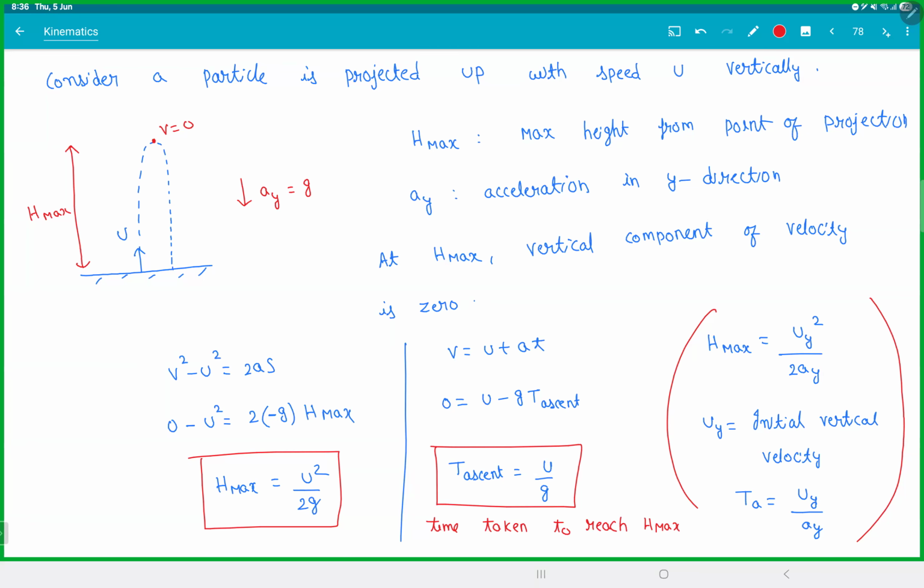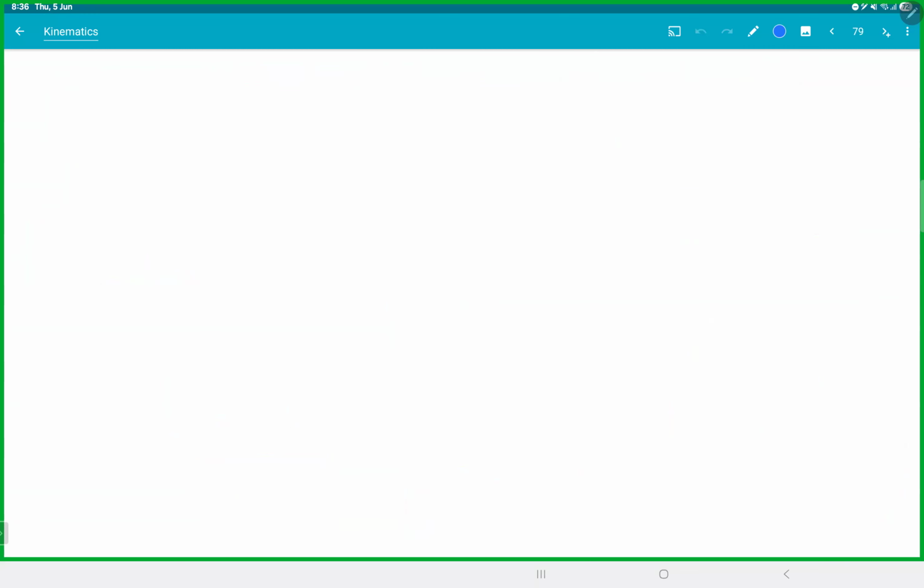Any doubts on this page? Sir, in vertical motion, do we have to study when the gravitational acceleration is changing? We will study that, so at that point also we'll study the vertical motion when g is changing. Okay, we'll do it now. Don't worry, it will come.